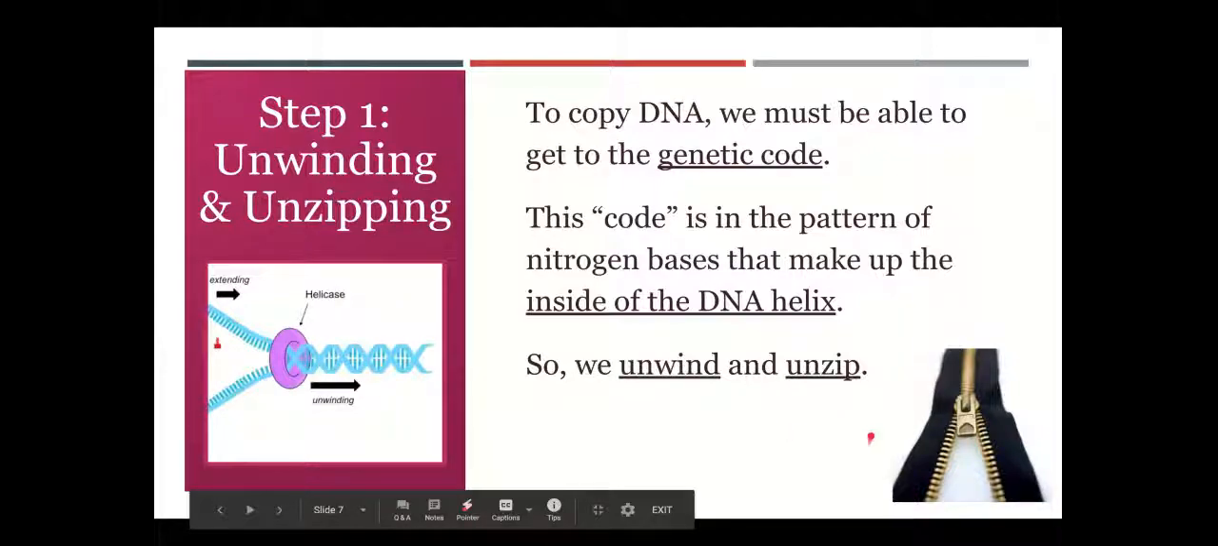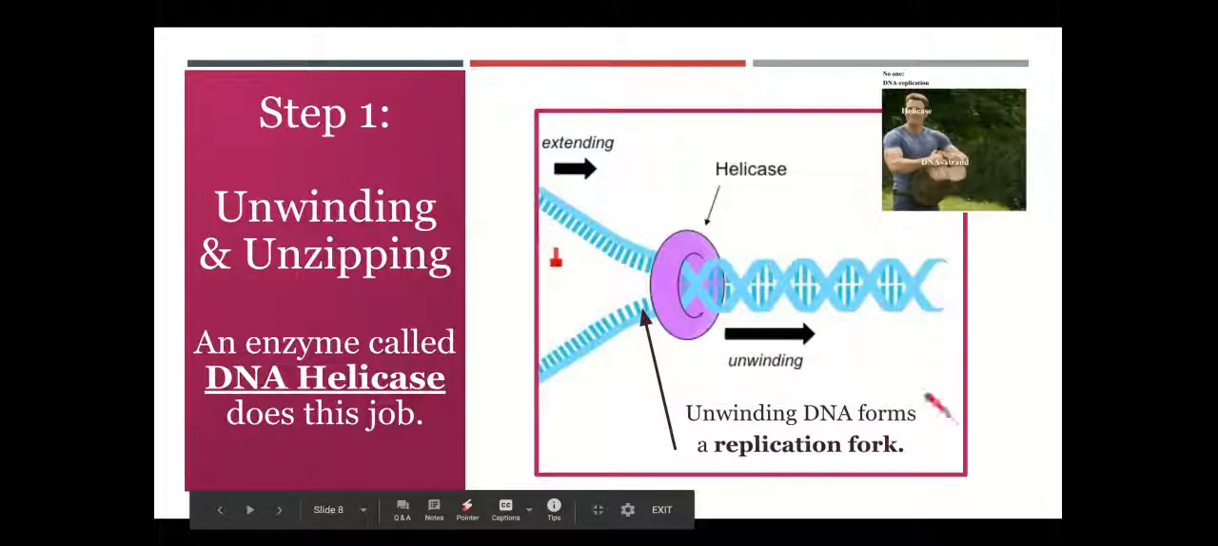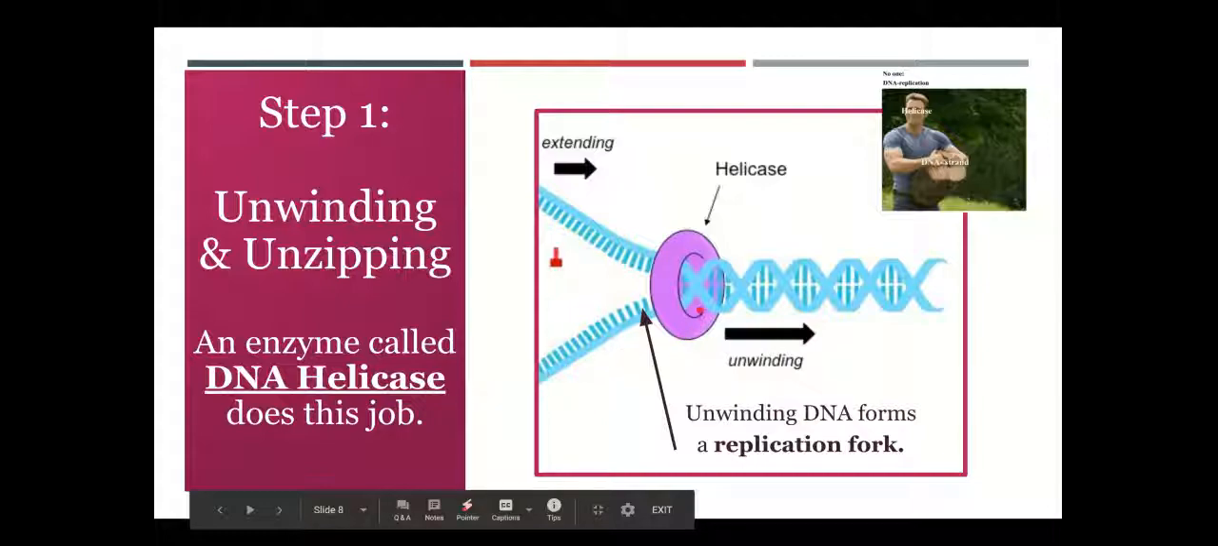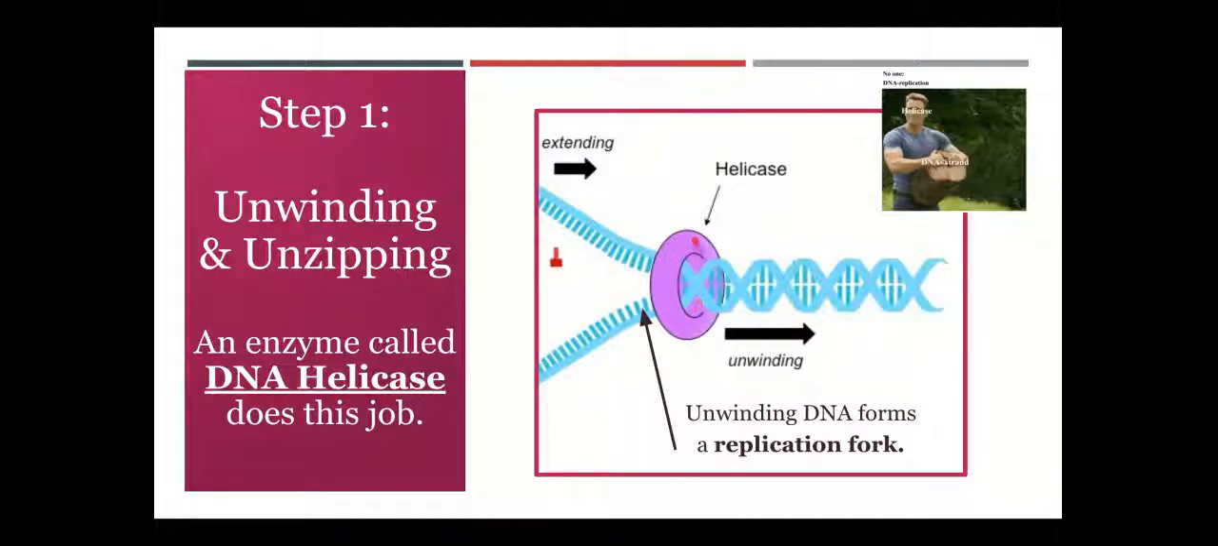So we have to unwind and unzip our DNA. If it helps, you can think about DNA as being like a zipper. And we need this zipper piece right here to help us unwind and unzip our DNA. The role of this will be played by an enzyme in our bodies. That enzyme's name is called DNA helicase. So on this picture, this purple enzyme right here is called helicase. It is the enzyme responsible for unzipping and unwinding our DNA.